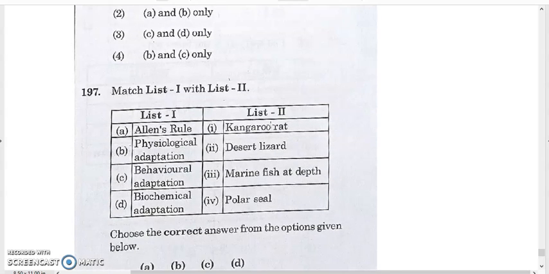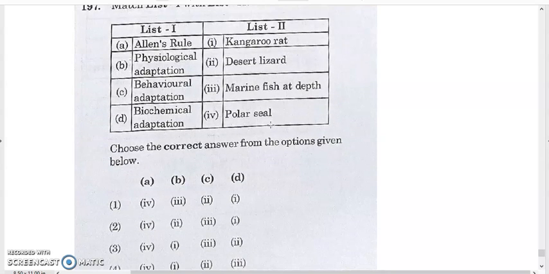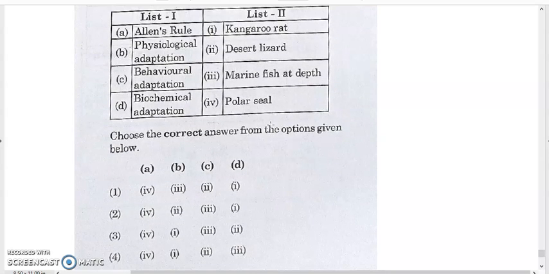Now 197, Allen's rules. Match the column. Allen's rules, physiological adaptation, behavioral adaptation, biochemical adaptation. In desert lizard, they have behavioral adaptation. Allen's rules are basically applicable in case of polar seal.